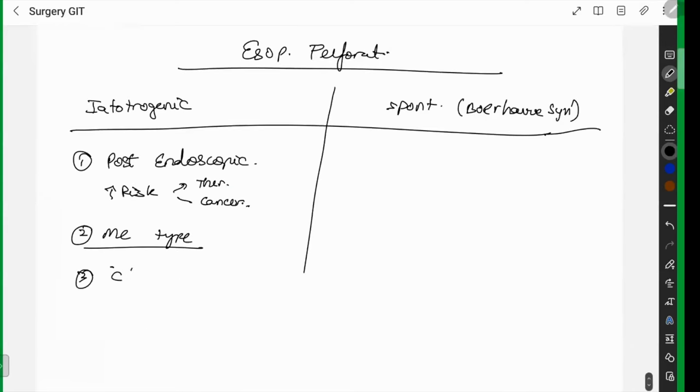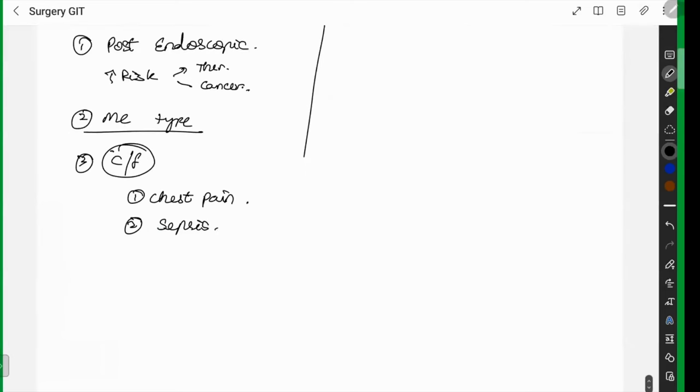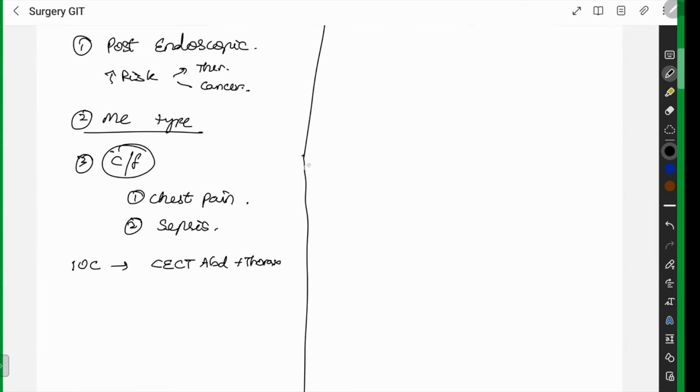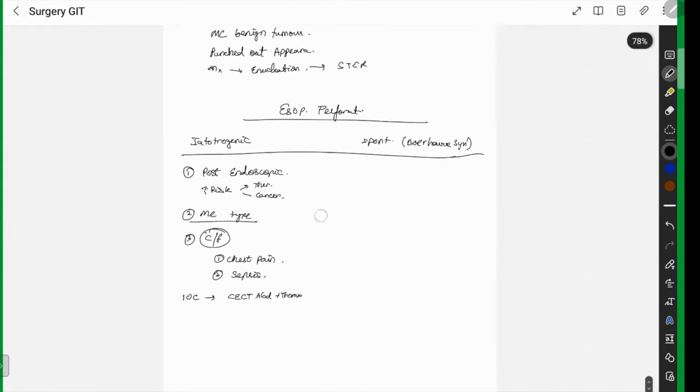Now coming to the clinical features. Number one, there is going to be chest pain. Number two, you're going to have sepsis. What is the investigation of choice? CECT abdomen and thorax is the investigation of choice. Very, very important.